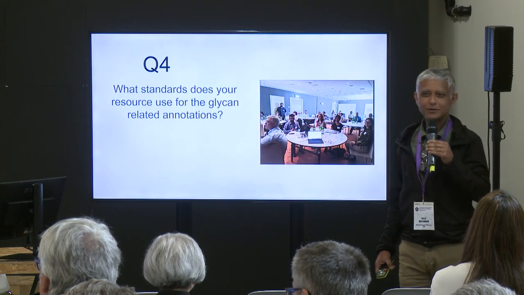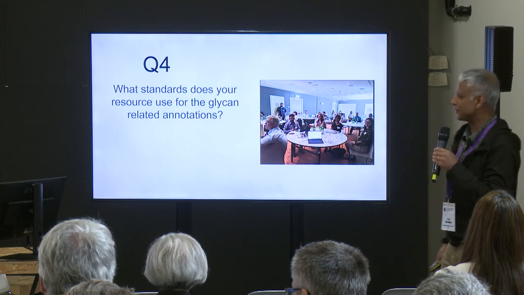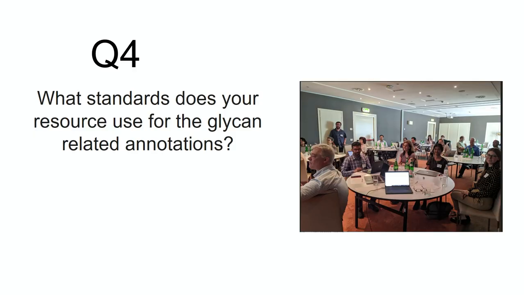We copied question one's great idea to have a picture, but we were a little bit late, so we took this after we saw question one's response. I want to cite that, at least verbally, that it was an idea that came from the question one participants. So, what standards does your resource use for glycan-related annotations?